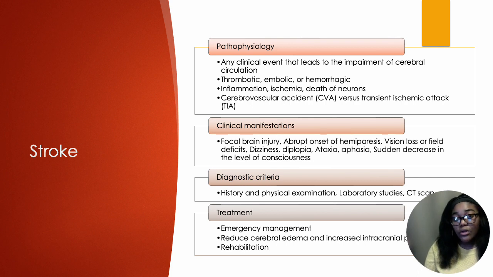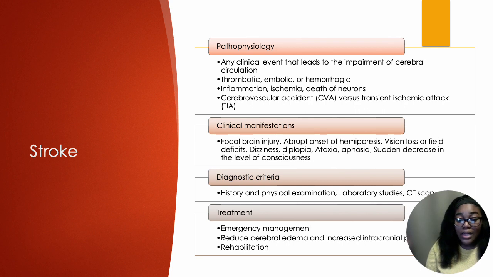As far as your clinical manifestations, you may see this with a focal brain injury or a direct injury to the brain. You may see abrupt onset of hemiparesis, or one-sided paralysis. You may see vision loss or blurred vision, dizziness, ataxia, trouble speaking, aphasia, trouble understanding, or a sudden decrease in the level of consciousness, or any other mental status change.